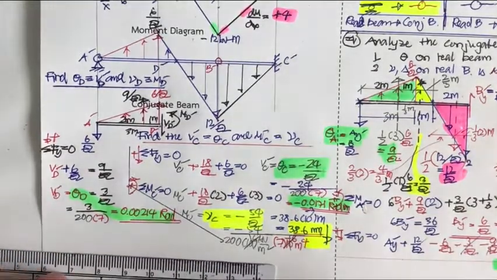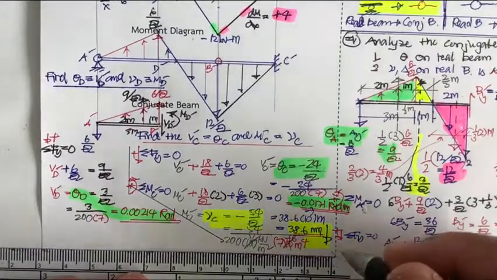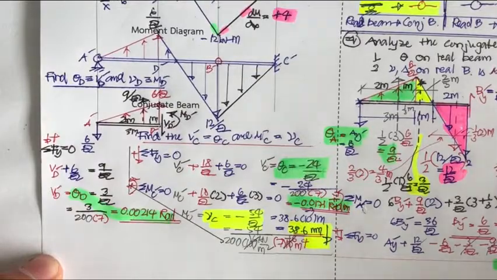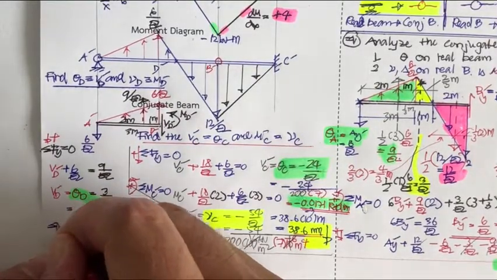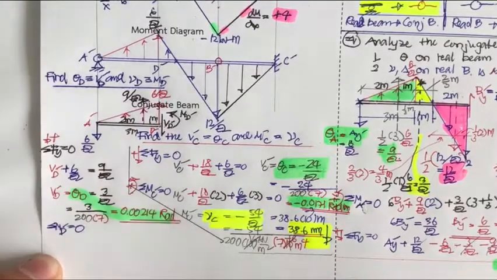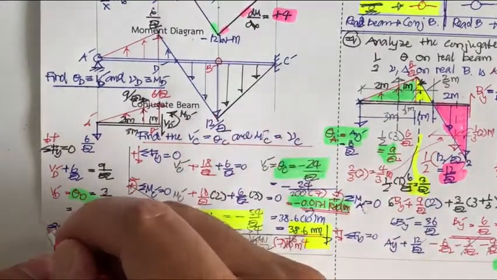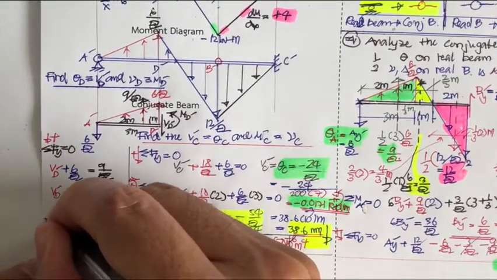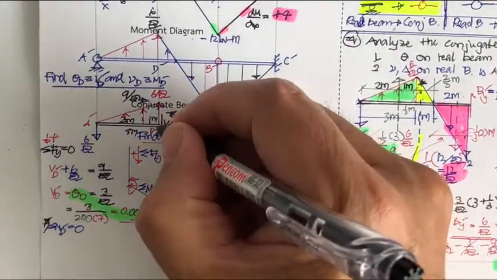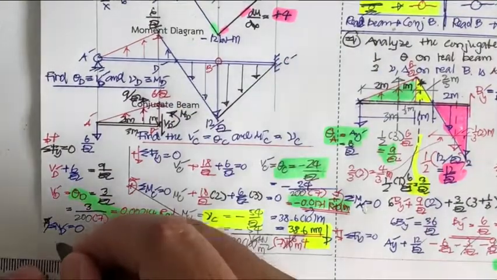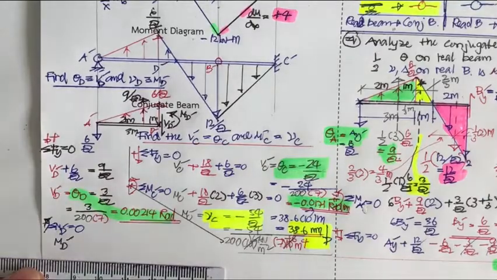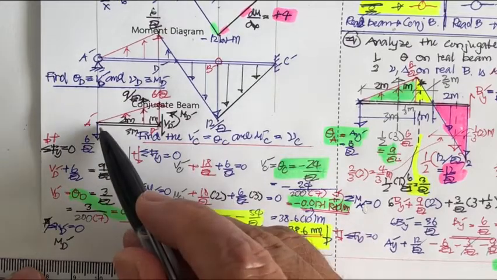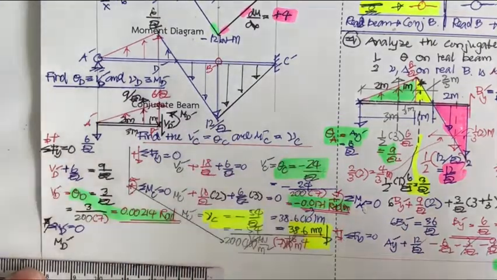And the last one that we have is the M sub D prime. So we use the summation of moment at D prime equal to 0, and counterclockwise is positive. So we have this. Okay, take moment here, and we have M sub D prime. Take here, what we have is 6 kilonewton going to rotate in the same direction. So 6 kilonewton is going to be times 3.